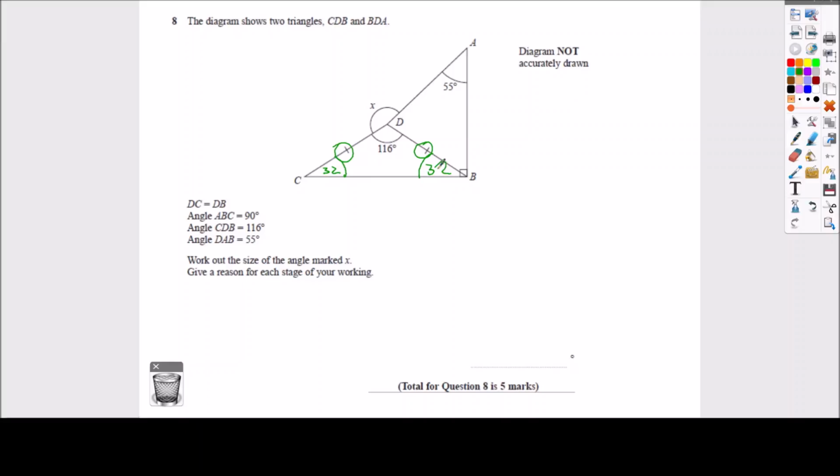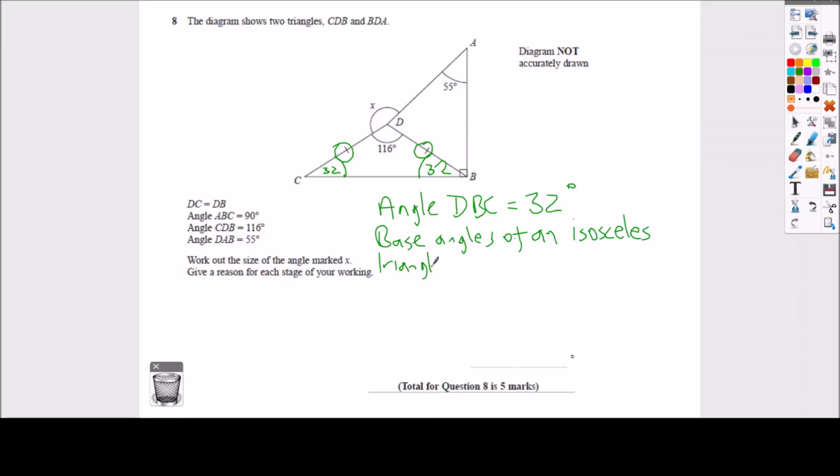So I'm going to explain that this angle here, which is angle D to B to C, so angle DBC equals 32 degrees. And the reason is base angles of an isosceles triangle are equal. So write down the reasons as you go.